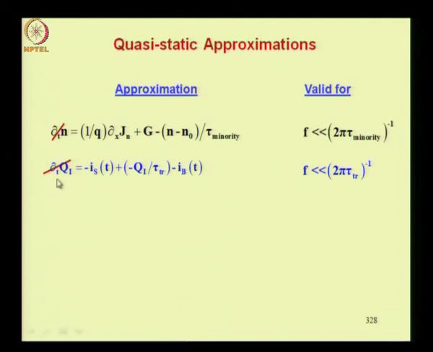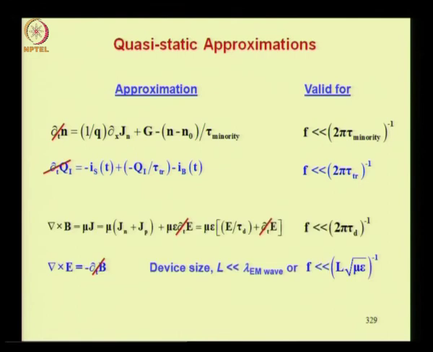So ∂Qi/∂t will turn out to be much less than this quantity, and the quasi-static approximation will hold if your frequency is much less than 1 by 2π times the transit time. Let us look at some other quasi-static approximations.